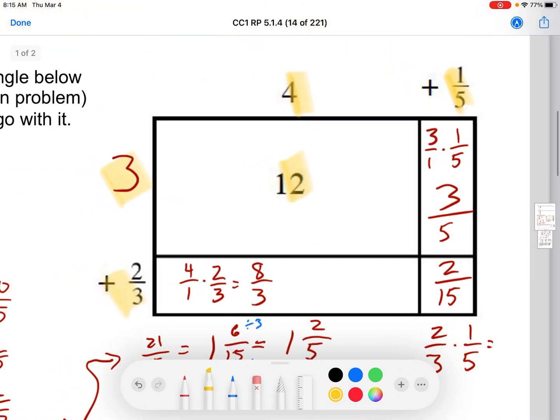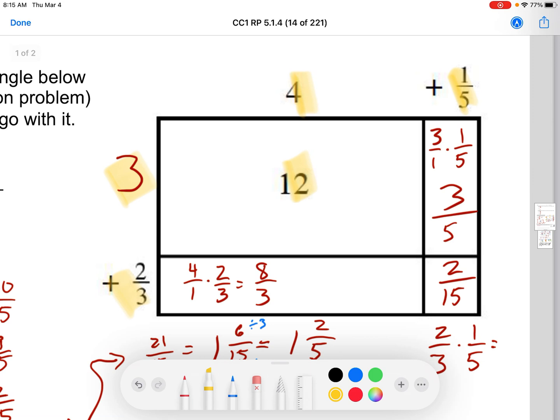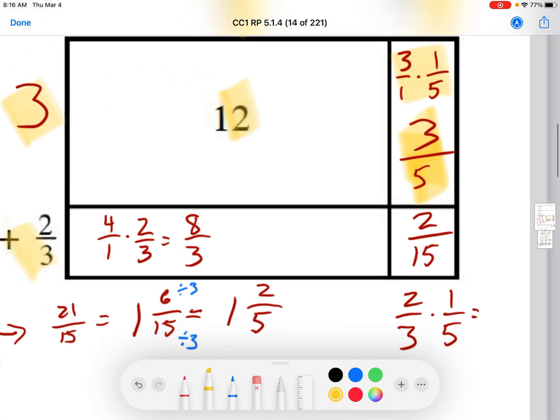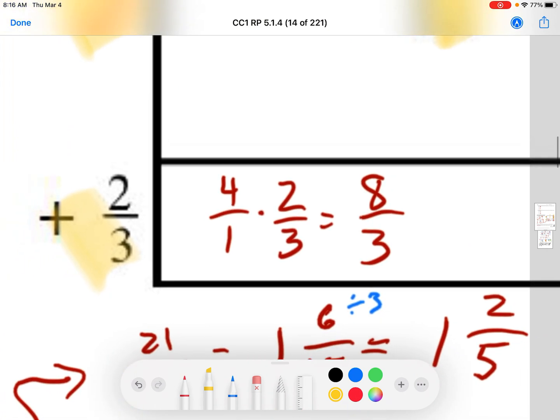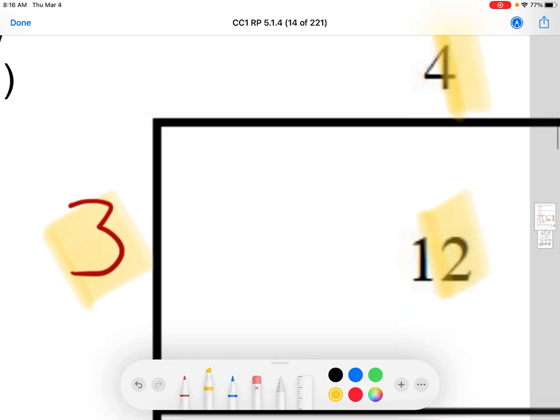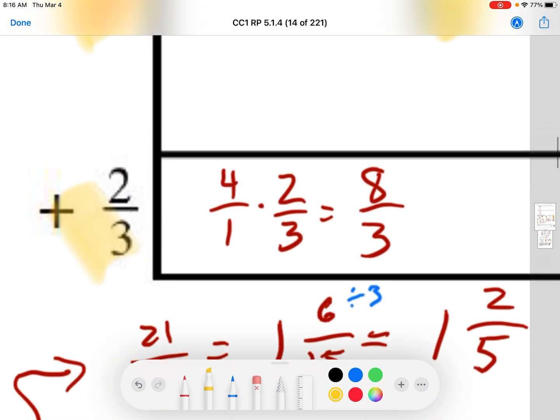So in this one, since we have a 3 on that left side, it's 3 times 1/5, right? And we always write a 3 as 3 over 1 times 1/5. So 3 times 1 is 3, and 1 times 5 is 5. So 3 over 1 times 1/5 is 3/5. Let's hang on to that one for just a little bit. This one, it's 4 times 2/3, because we had the 4 up above. 4 times 2/3. And 4 times 2 is 8, and 1 times 3 is 3.